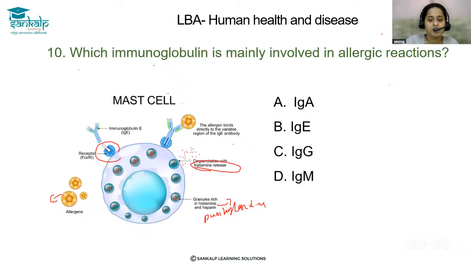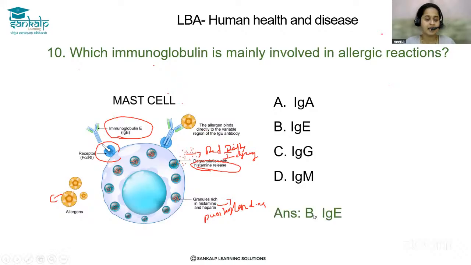Due to that, it releases histamine. Because of that it creates red rashes, and there will be a lot of itching also. That is what we call an allergic reaction. This is mainly due to the immunoglobulin called IgE. So during an allergic reaction, the antibody released is the IgE antibody. So the correct answer is option B, that is IgE immunoglobulin.